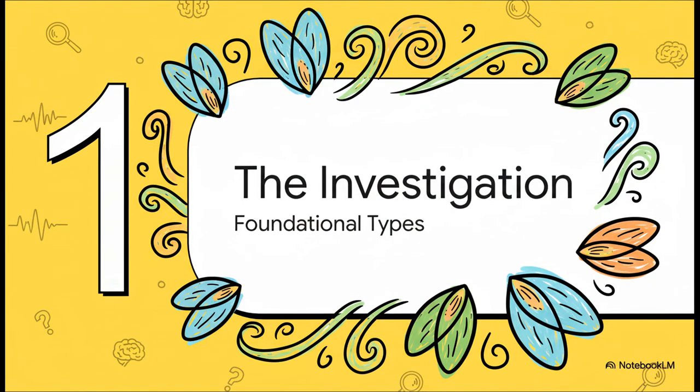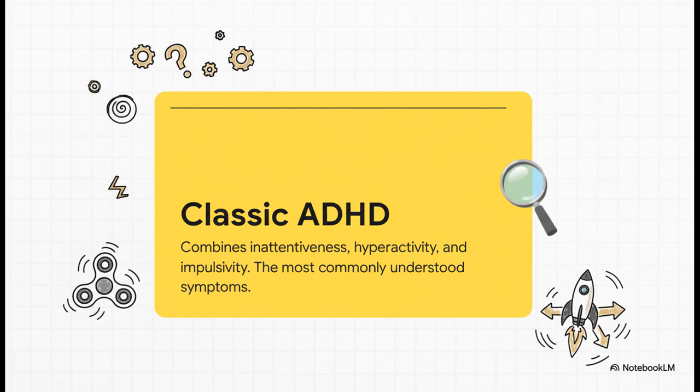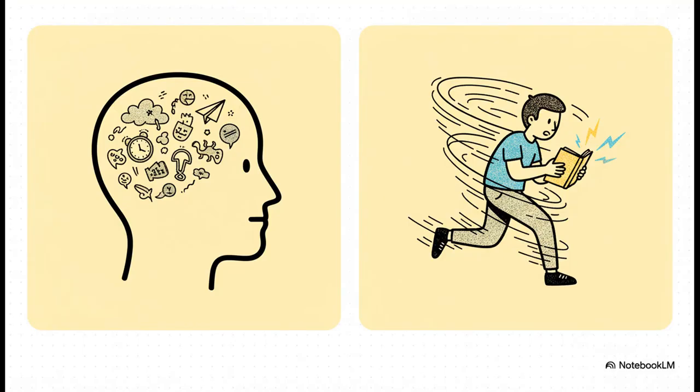We'll start with the stuff that probably sounds the most familiar. These first couple of petals on the flower describe what we could call the foundational types of ADHD. You know, the ones that are actually recognized by medical professionals. So, first on the list is classic ADHD. This is basically what most people think of when they hear ADHD, right? It's that combination of inattentiveness, hyperactivity, and impulsivity all rolled into one. In the medical world, this is actually called the combined presentation, and it happens to be the most common diagnosis out there.